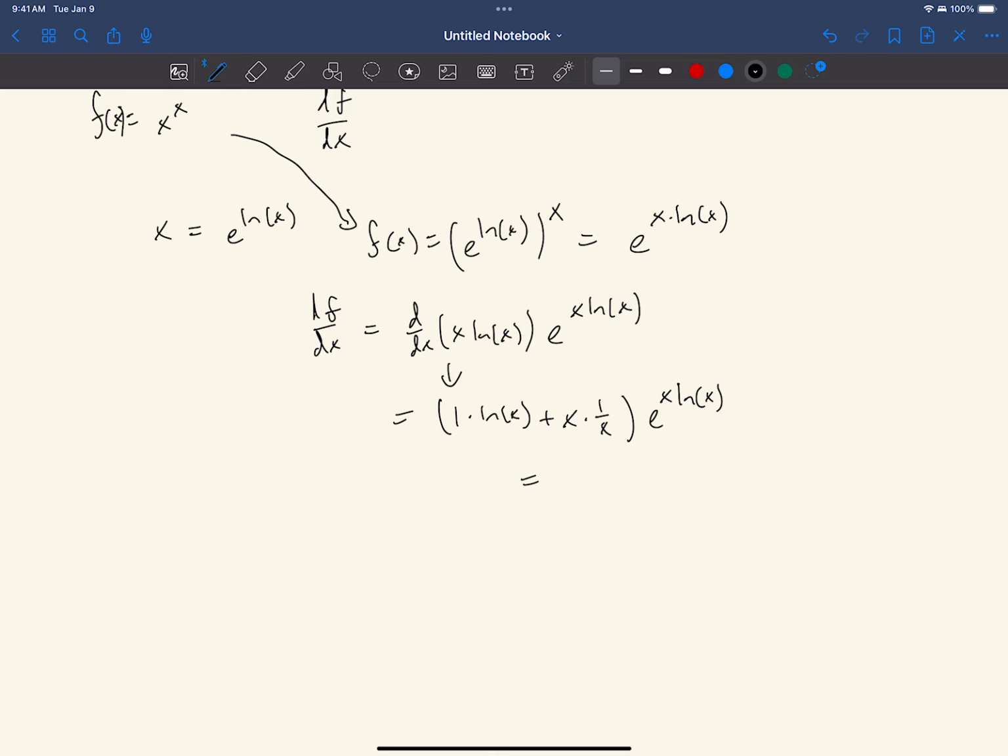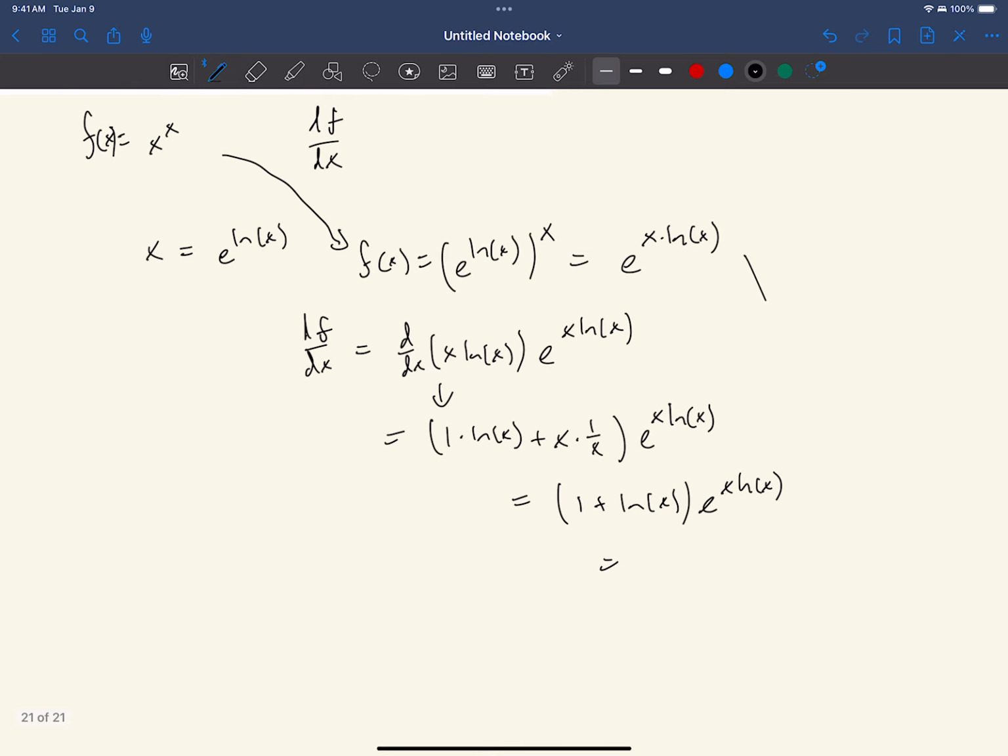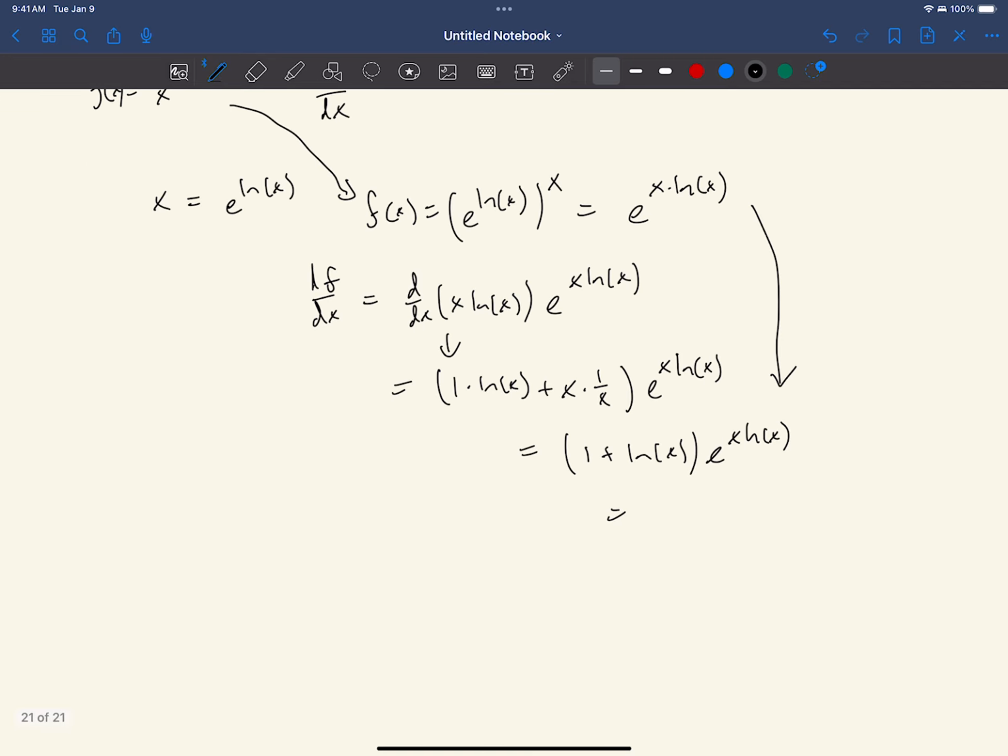and our solution is 1 plus natural log of x and e to the x natural log of x, which is equal to, remember, we know that e to the x natural log of x is just x to the x. So we can finally rewrite this as 1 plus natural log of x times x to the x. Okay, and we are done.